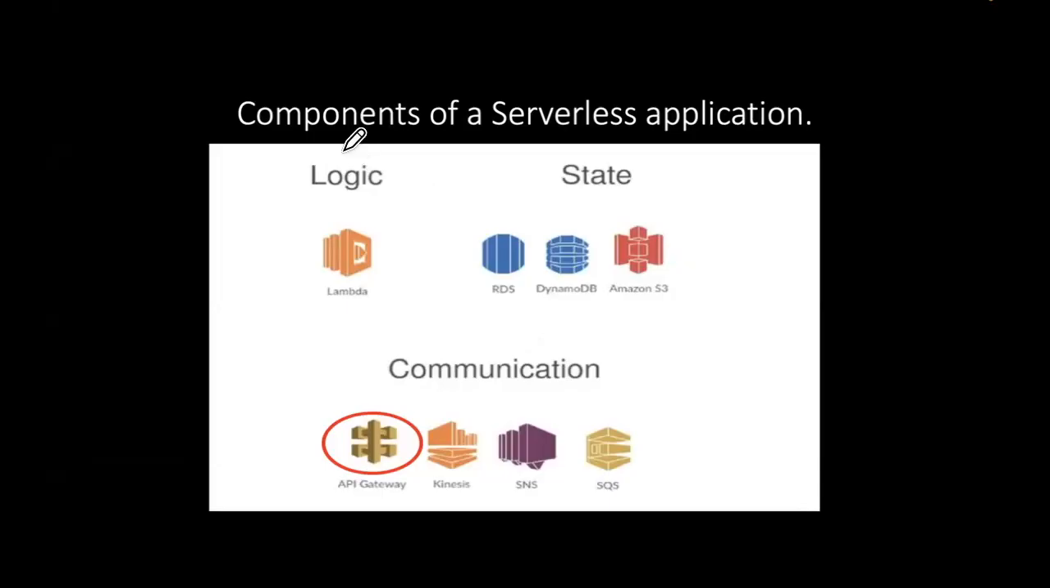Now, by logic, we know that the service that we can use is the Lambda service. There are other ones like Fargate. For state management, for example, we can use DynamoDB. We could also use S3 or RDS, which would be a relational database equivalent of DynamoDB. So we've got some familiarity with that. And then on the communication side, we've got a range of services, and we look at a number of them through this module. But right now, what we're interested in is API Gateway.